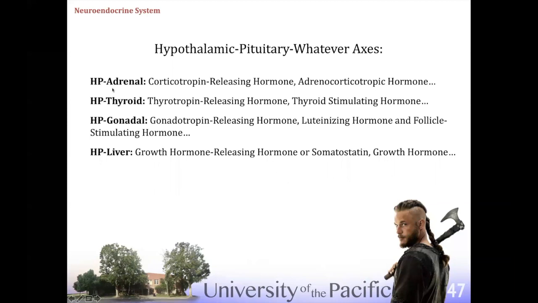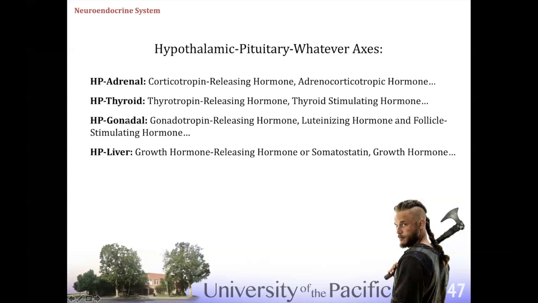And so all these axes, hypothalamic pituitary adrenal axis: corticotropin releasing hormone comes from the hypothalamus, adrenocorticotropic hormone comes from the anterior pituitary, and then out of the adrenal gland, out of the adrenal cortex, you get your cortisol. Hypothalamic pituitary thyroid axis, same thing: hypothalamus, pituitary, and then let's go to the thyroid, right? Let's get some T3, let's get some T4 going.